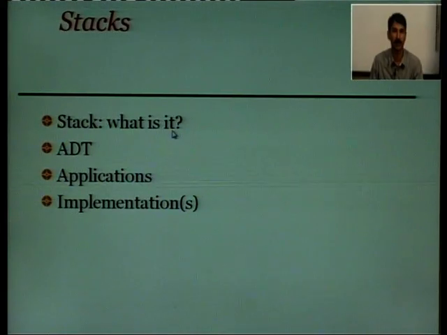We will start with the data structure subject, and the topic that I am going to discuss is stacks. Now, let us look at the various subtopics that I will start with: what is a stack, the definition of stack, the ADT, its application, and how it is implemented in C. Now, we will discuss one by one.